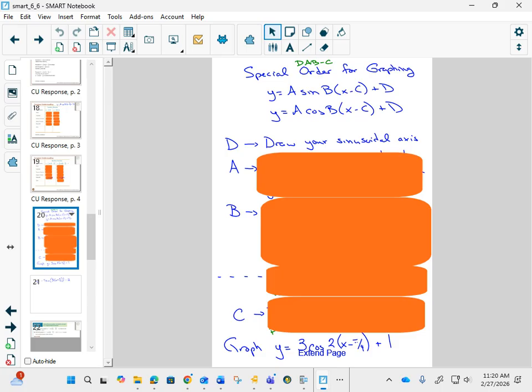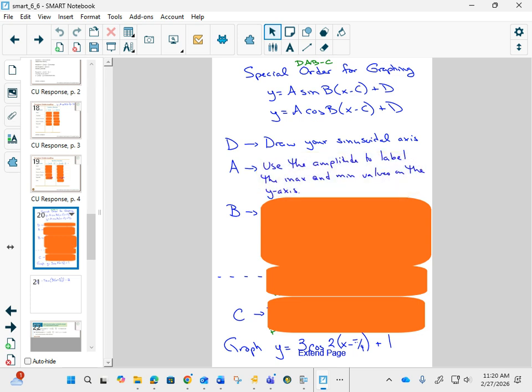Your A was your amplitude. Amplitude is the distance from your center line or sinusoidal axis to a maximum or to a minimum, so we can use our amplitude.